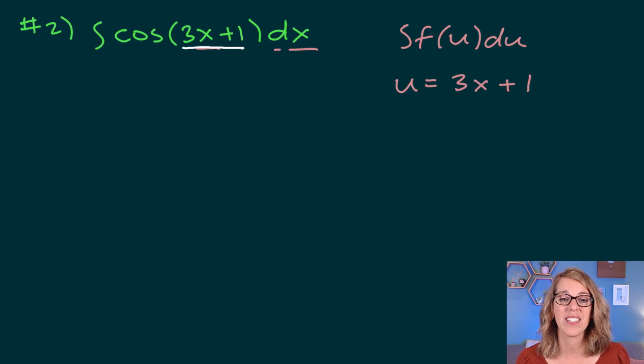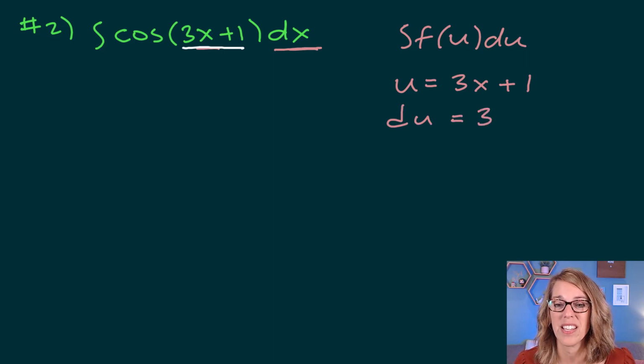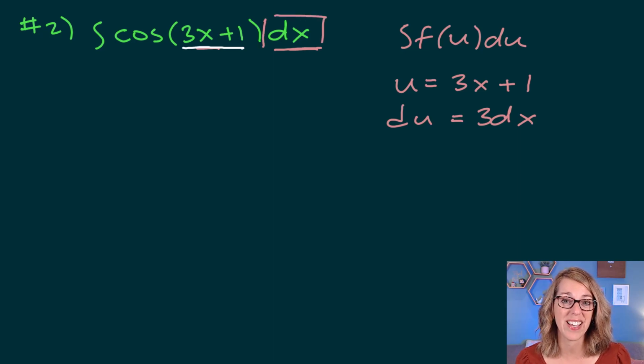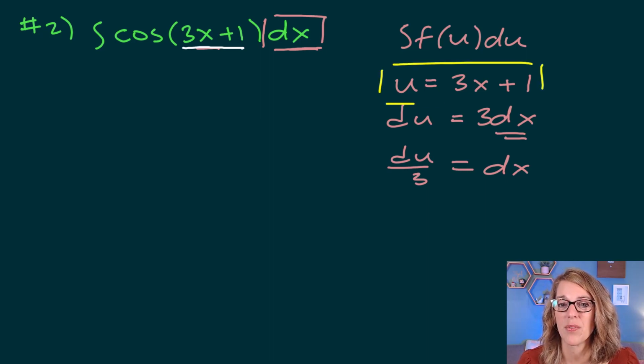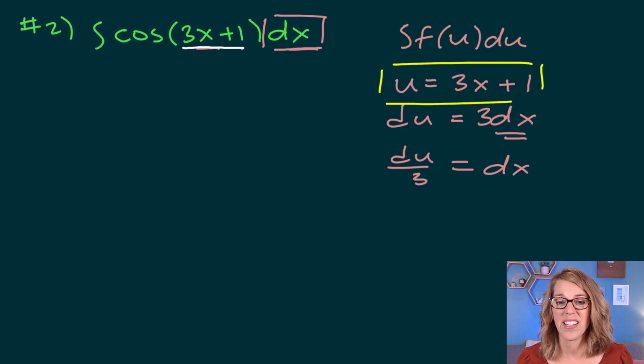I also need to replace the dx. To replace the dx, I'm going to take du. As I take the derivative of 3x plus 1, I end up with 3. The derivative of x, I'm going to record that as dx. Now I don't have a 3 in my expression here. I'm just replacing a dx. So I'm going to go ahead and isolate my dx by dividing both sides by 3. So du divided by 3 is equal to dx. These are my 2 substitutions. So I'm going to replace 3x plus 1 with u, and I'm going to replace dx with du divided by 3.